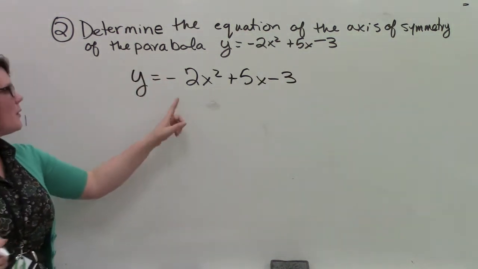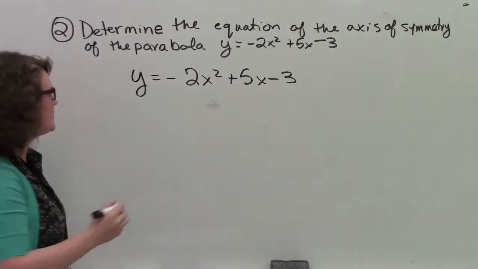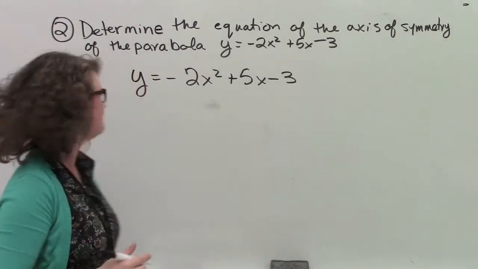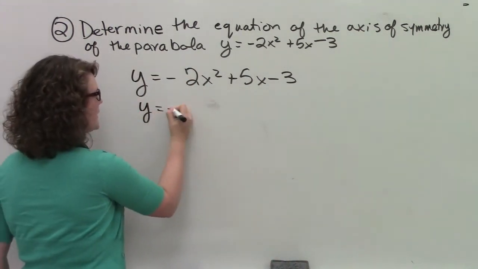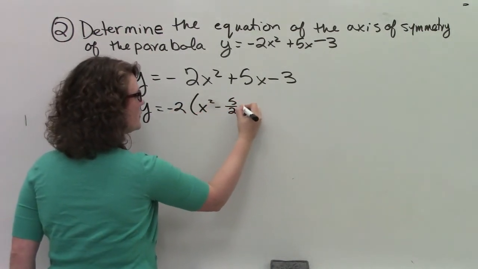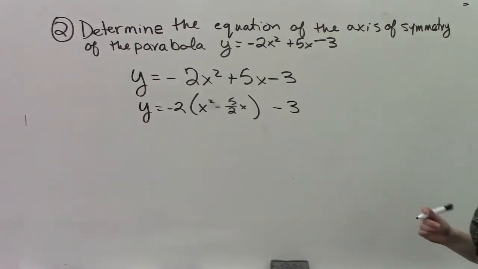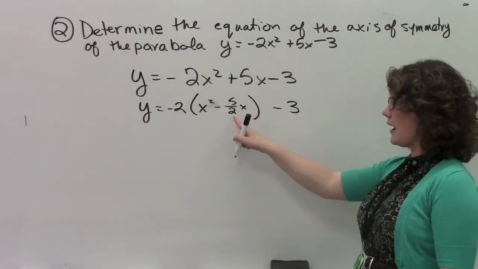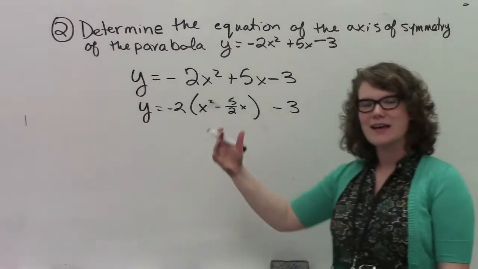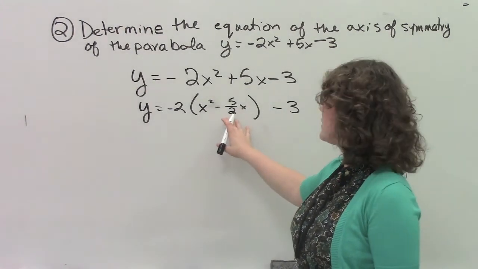So first things first, what we want to do is factor the negative 2 from the first two terms, because we want to make sure that the a on our trinomial is 1. So y equals negative 2x squared minus 5 over 2x, and then minus 3. We need to do a little bit of fancy footwork, since this is a fraction, a little bit of side work to figure out what we need to add and then subtract in order to have a perfect square trinomial.